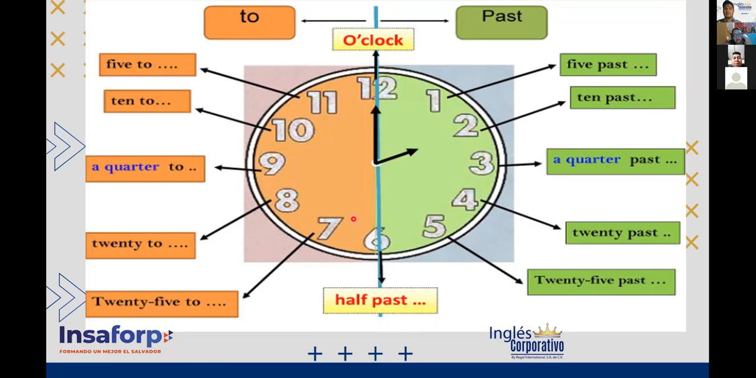In English, para decir media hora, we can say 30 minutes, 30 minutos, but we can also say half, ¿sí? Half, la palabra por sí sola significa mitad. Pero when we are using it according to the time, cuando lo usamos de acuerdo al tiempo, es media hora, ¿sí? The word by itself, la palabra por sí solita, significa media o mitad. ¿Sí? So we use it on the time and we say half past, you know, half past 8, half past 2, and so on and so on.